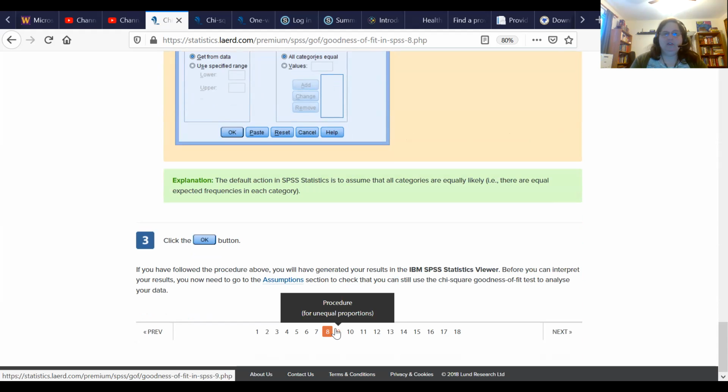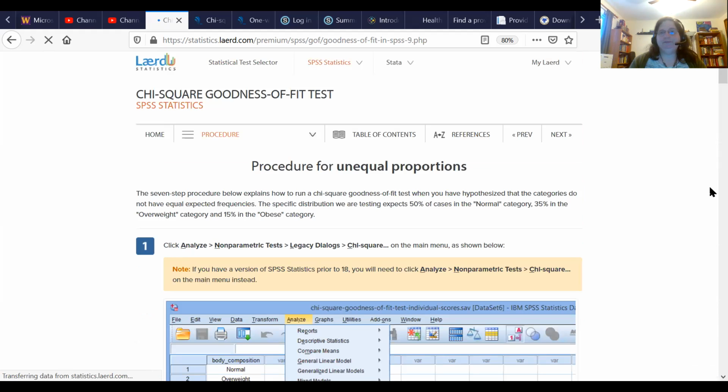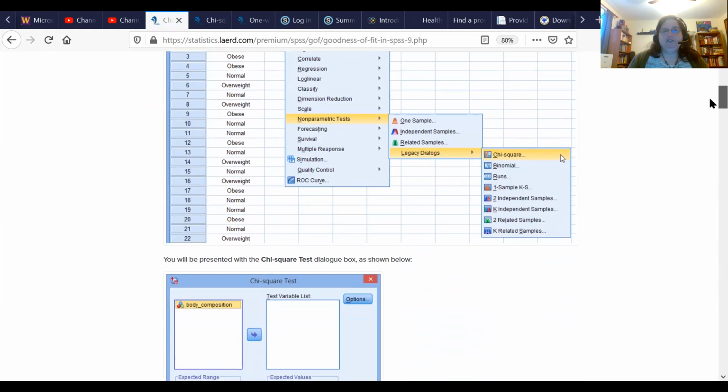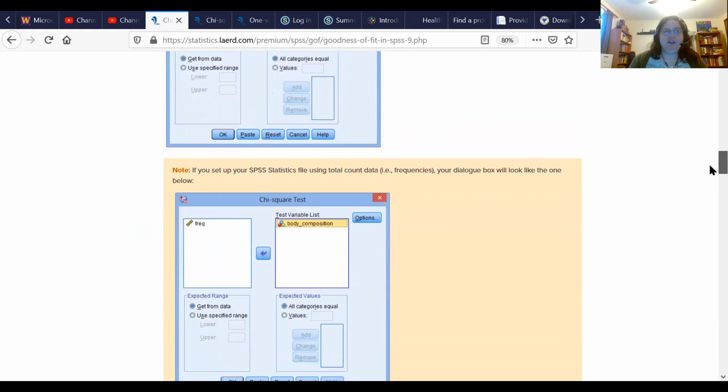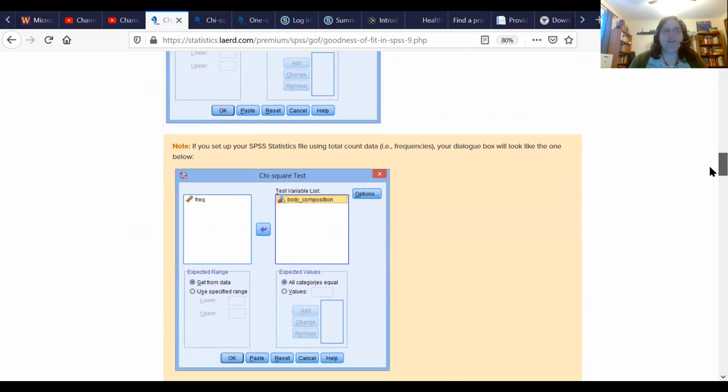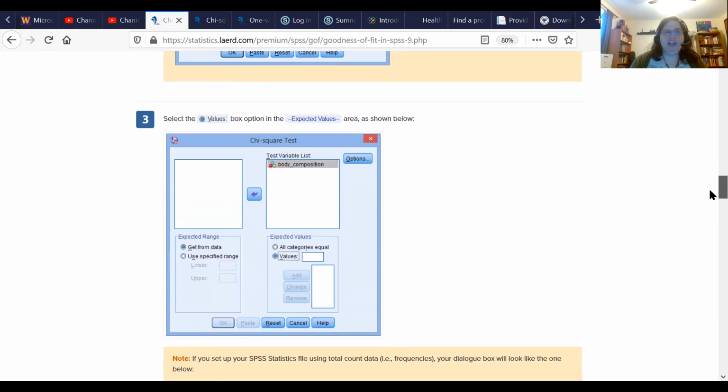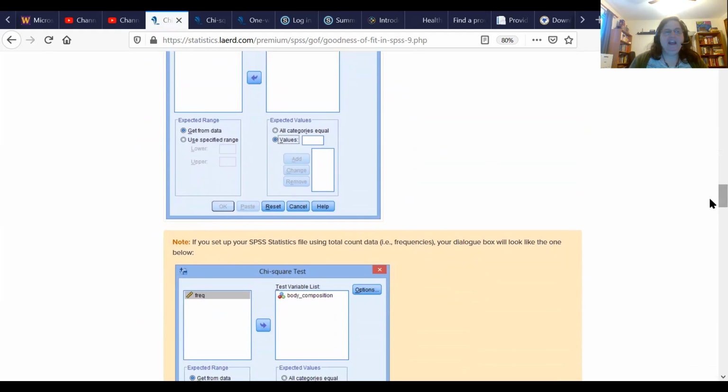Okay, now let's look at unequal proportions. Remember that we were talking about the 50, the 35, those percentages that we were told about. Okay, so same thing so far: Nonparametric, Legacy, Chi-Square. We're going to bring over our body composition, either leaving behind frequency or not, depending on whether we had that there. And now we click on Values, and we're going to enter in the values.